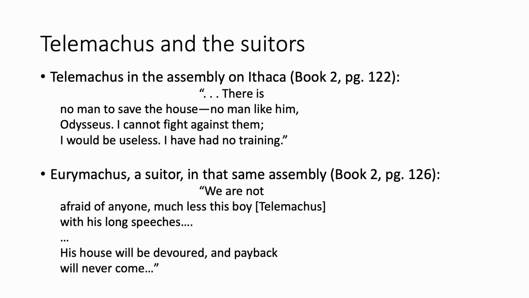The suitors, for their part, as one of them says outright, are not afraid of anybody. In Book 2 on page 126, one of the suitors says, "We are not afraid of anyone, much less this boy," he's talking about Telemachus, "with his long speeches. His house will be devoured, and payback will never come." And so, the suitors have been living as a gang in Odysseus' palace for over 3 years now, eating and drinking what doesn't belong to them, shouting down anyone who opposes them, and pressuring Penelope to choose one of them to be the new king of Ithaca.